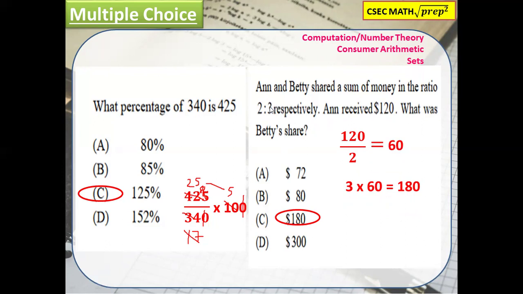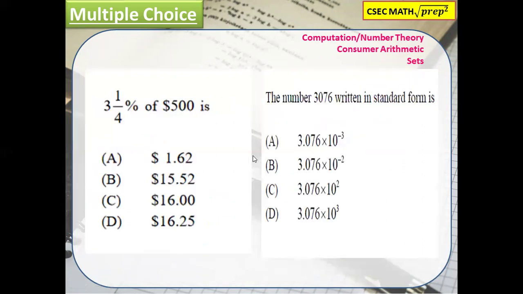If Betty's share was given, which is 180, when we divide 180 by 3, we would have the 60 just the same, representing one part. And multiplying the 2, that's Anne's share, by 60, would get Anne's share to be 120. All right, that's it for that.